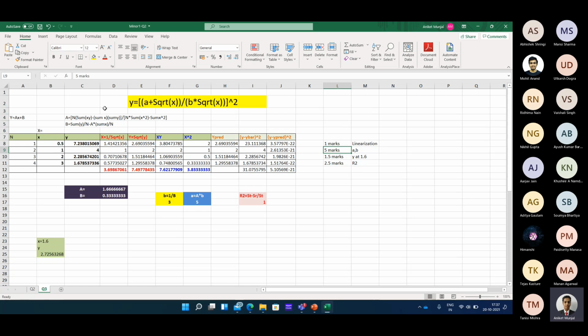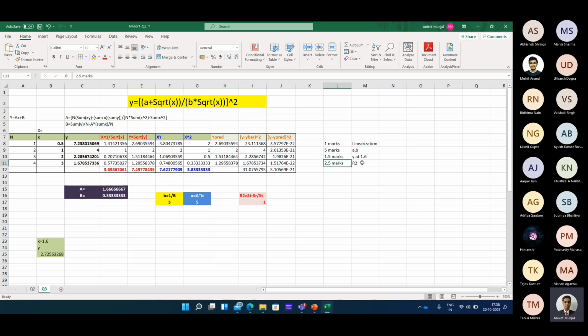Then the 5 marks were for getting the values of a and b. These are the a and b values which I'm talking about. If anyone has kept it till here and left it out, the person will be getting 4 marks. And if anyone was very near to the values, but not the exact values, they will be getting 3 marks. And 1.5 marks for the exact value of y at this point. If the values are very close, I've given 1 mark, and if the values are a bit close, I've given 0.5 marks accordingly.